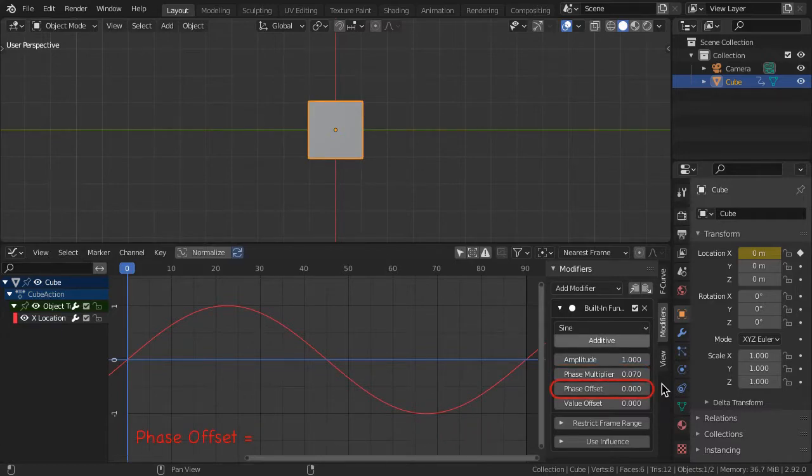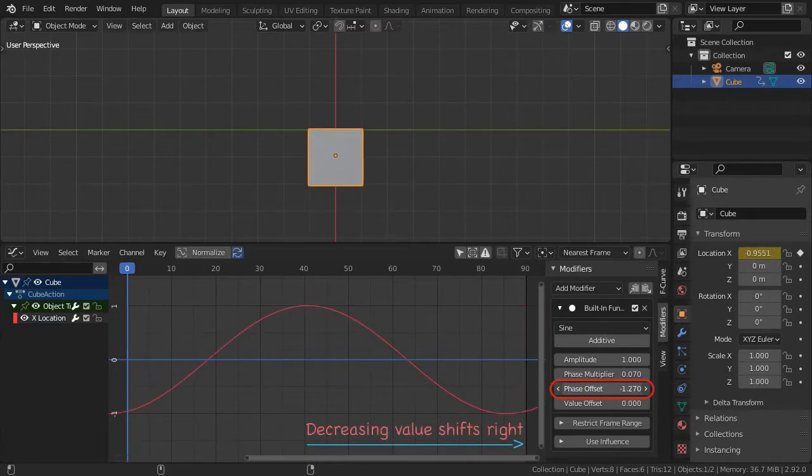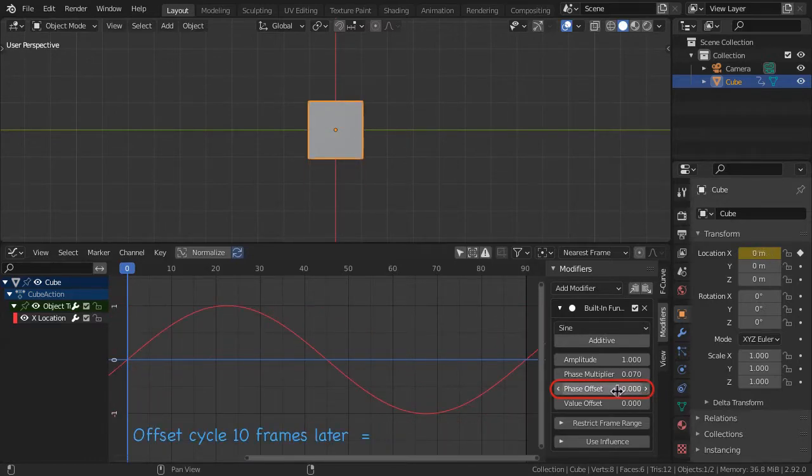The phase offset is simply the phase multiplier times the number of frames to offset. A positive value moves the graph to the left and a negative value moves it right. Thus, to shift the beginning of a cycle 10 frames later, you enter tau divided by 3 divided by 30 times negative 10. Or copy and paste the multiplier value, then multiply by the offset frames.